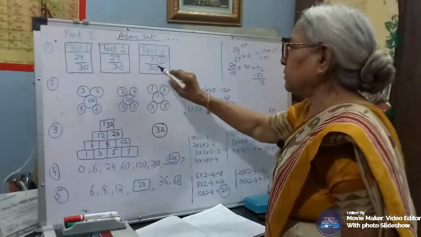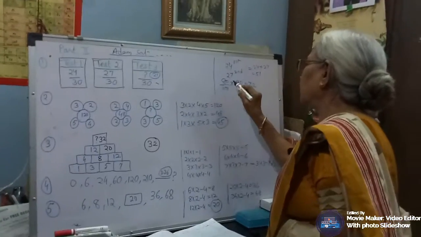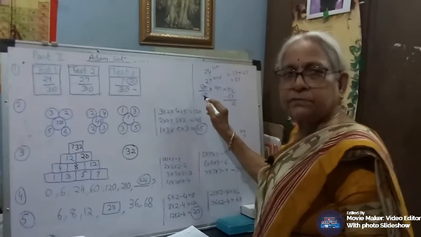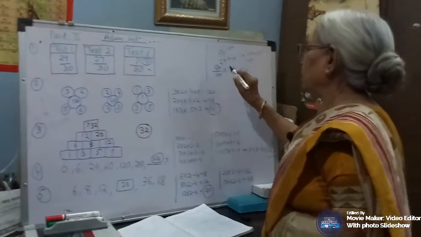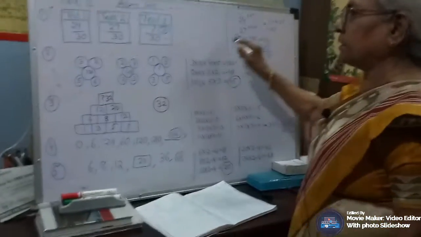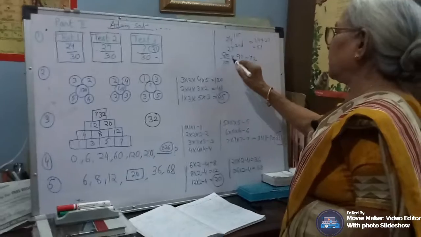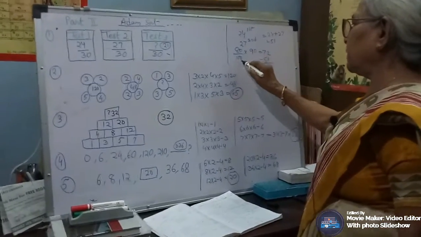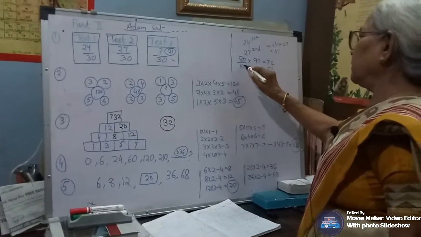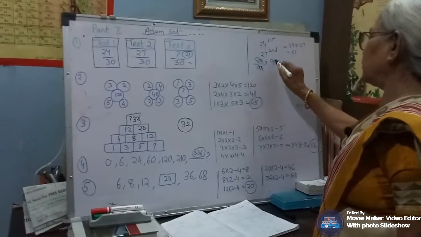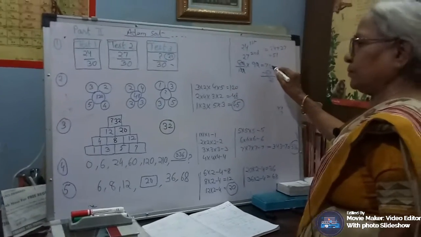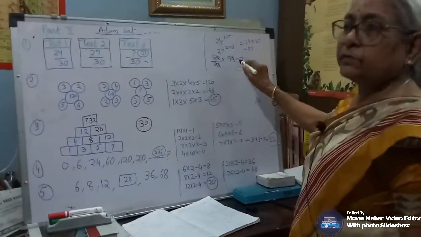30, 30, 30. That is 90 words he attempted. Out of that, what is 80% of 90? 80 upon 100 into 90, 9 8s are 72. He should get 72 marks out of 90.